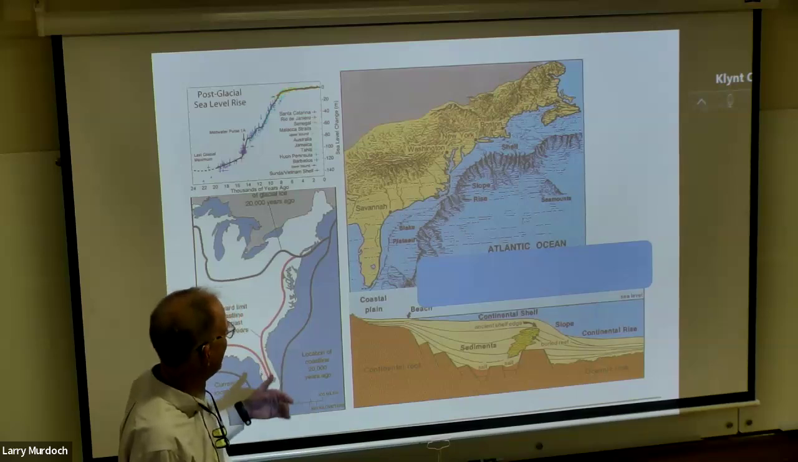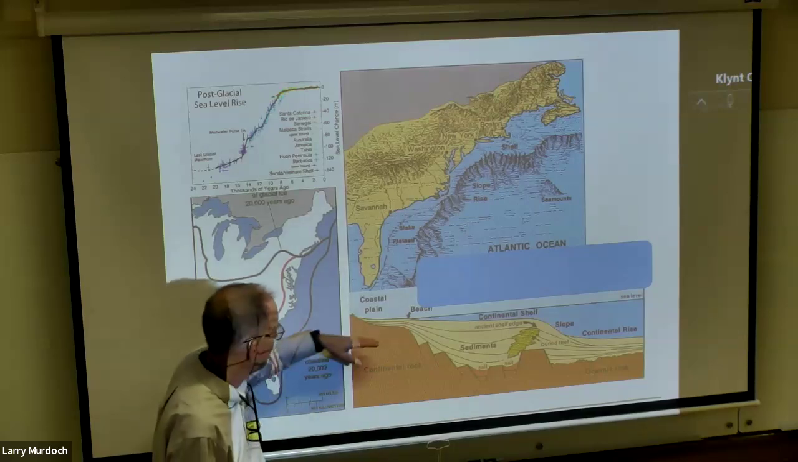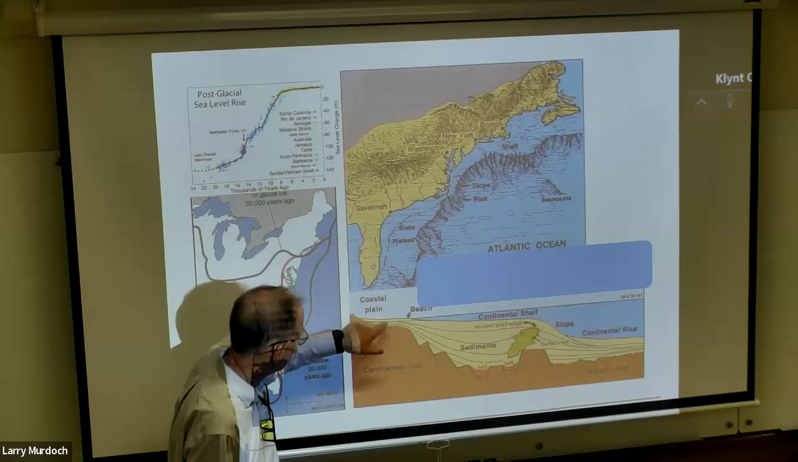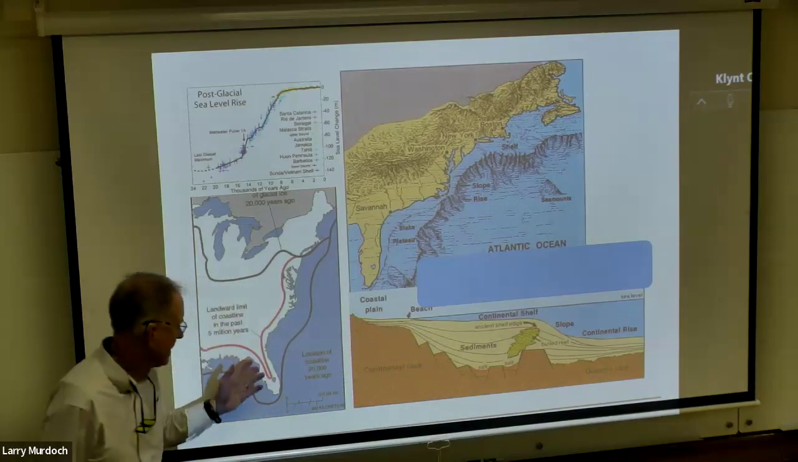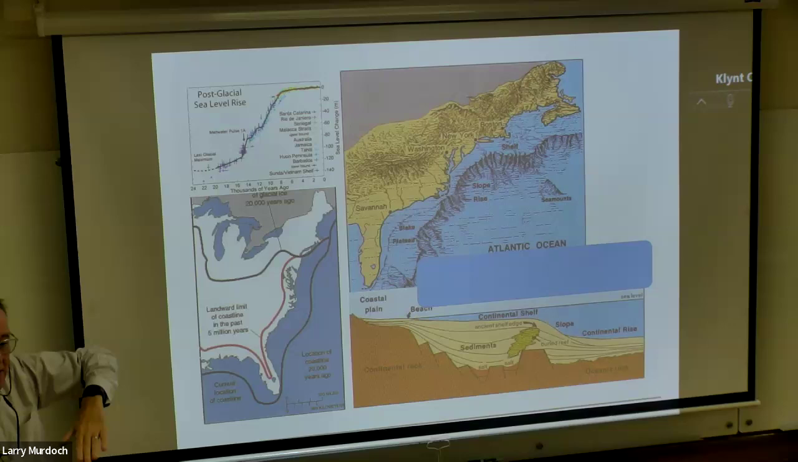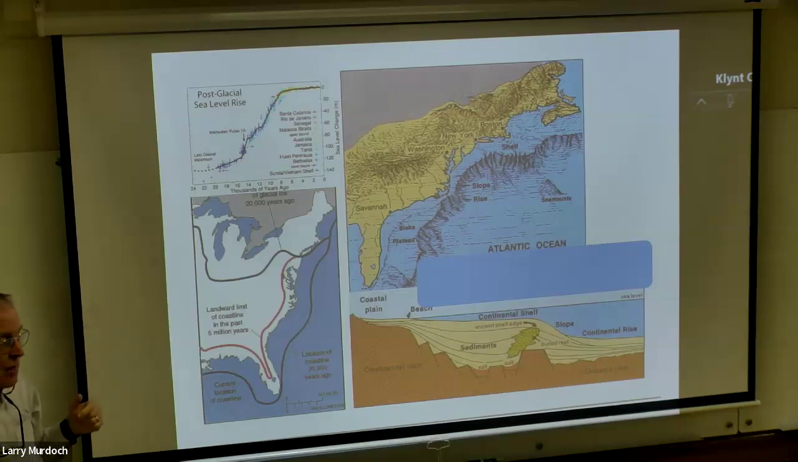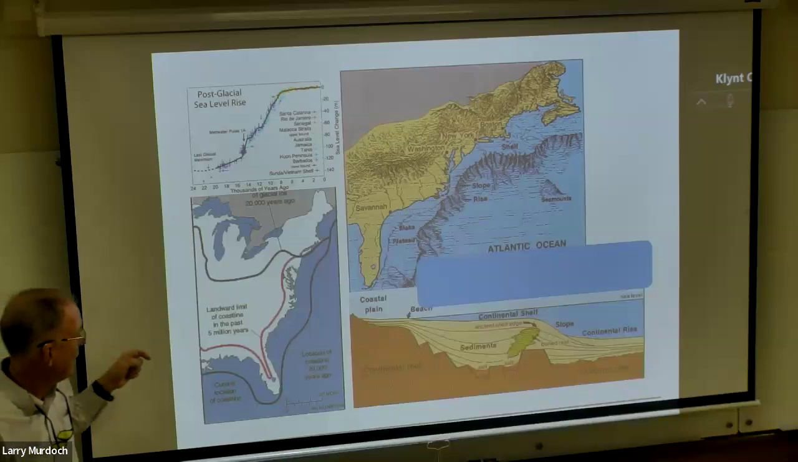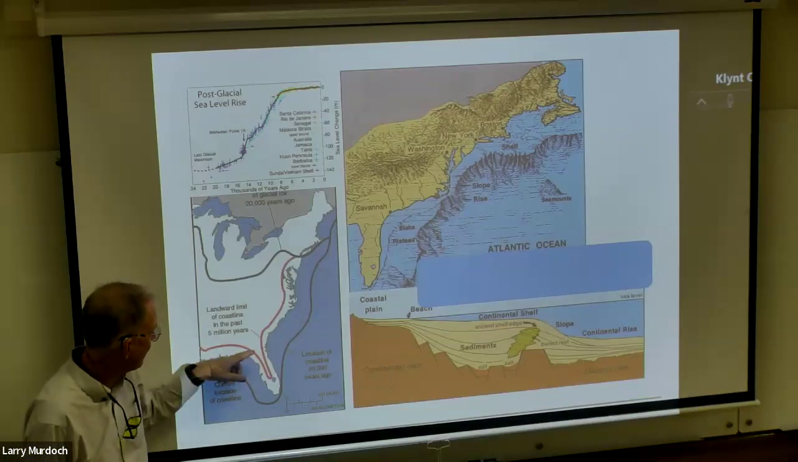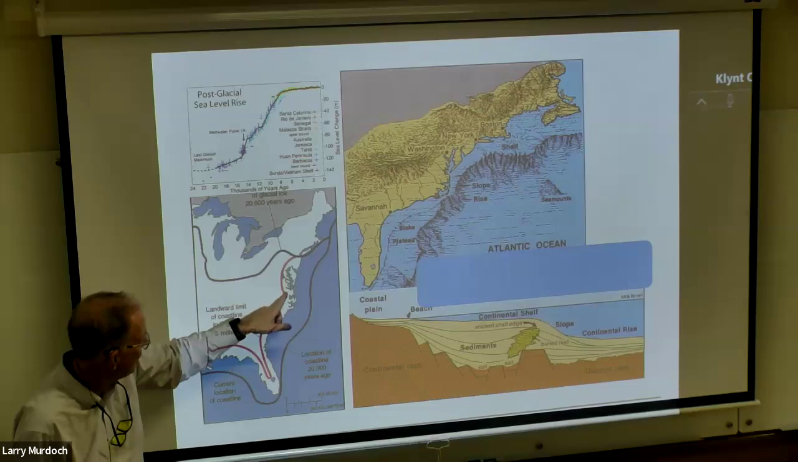And one of the key concepts to see how these sediments get deposited like this is sea level fluctuations. So everybody's familiar with sea level rise, right? That's in the news. And sea level has risen before, and it's gotten this far inland.